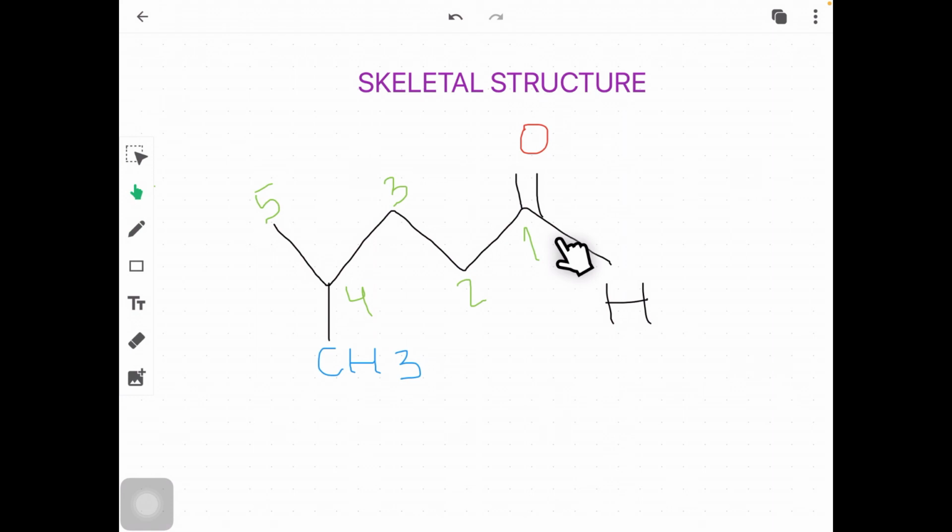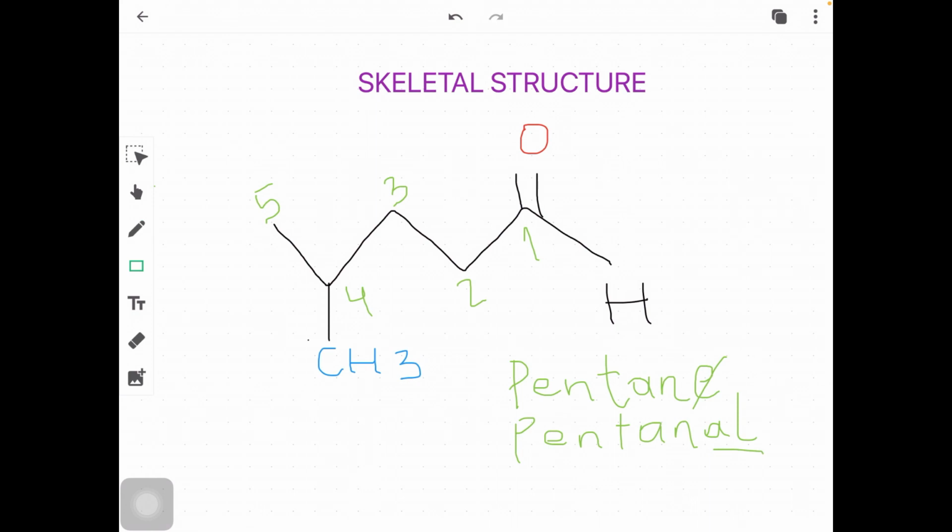Start counting from the aldehyde carbonyl group. So 1, 2, 3, 4, and 5. This is our longest chain. What is its name? This is called pentane. But we have to recall that the rule says that we need to drop the E and replace it with an Al. This is the suffix for aldehyde.